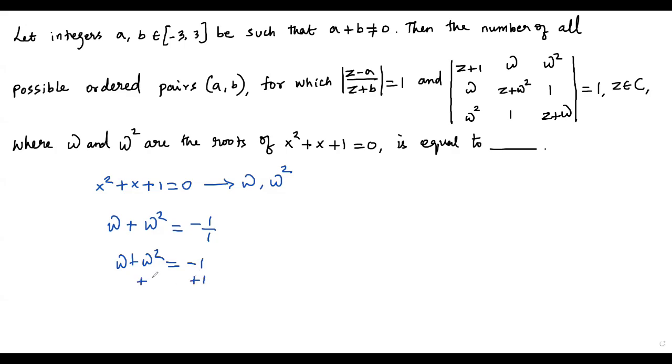Okay, now let me add 1 to both sides. When I add 1 to both sides, -1 + 1 will cancel out, then I'm getting 1 + omega + omega square on the left side. On the right side we have 0.